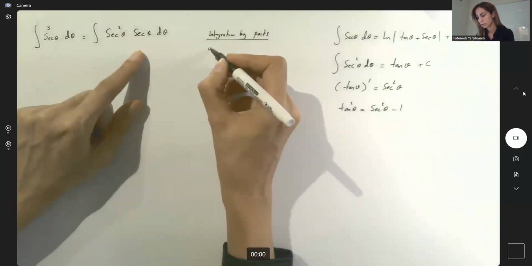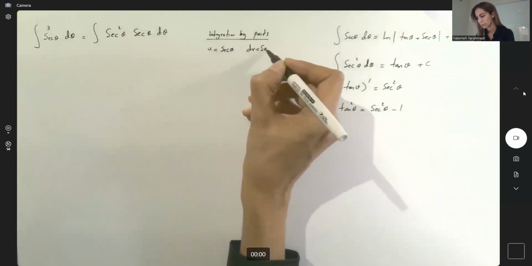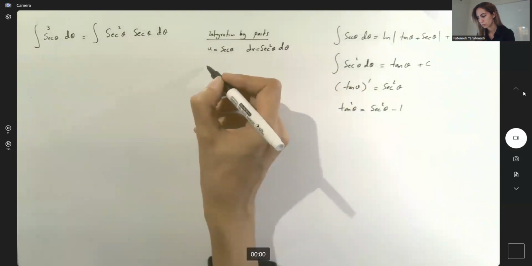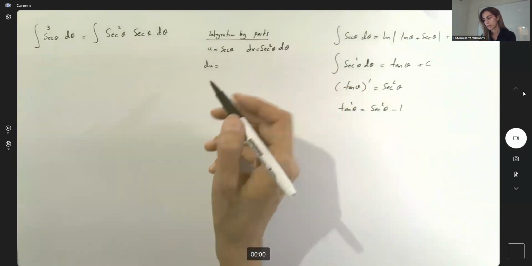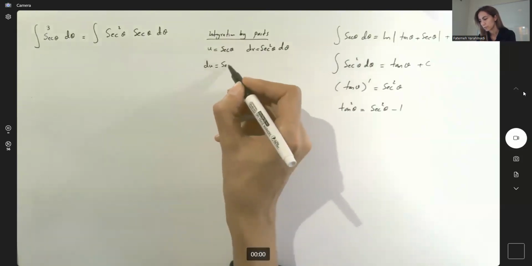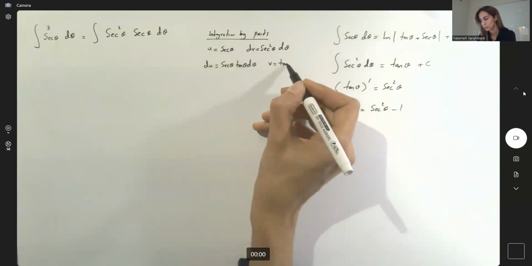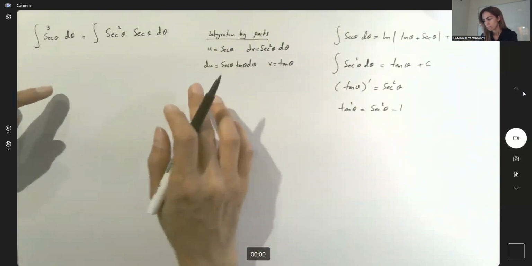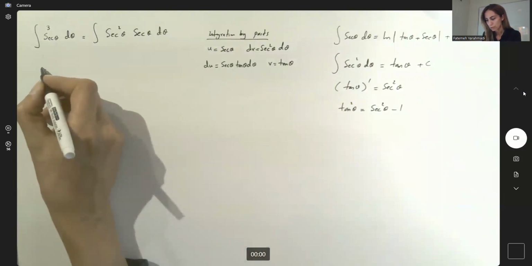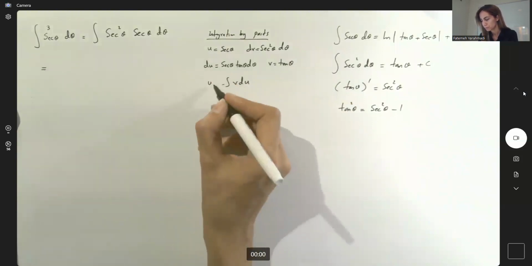So in this method, let's take u to be secant theta and dv be secant squared theta d theta. So du, the derivative of secant, as you learned before, secant is 1 over cosine, and then you apply the quotient rule, and you get secant times tangent d theta, and v is equal to tangent theta. So now we're going to write this as uv minus integral v du, as you remember.